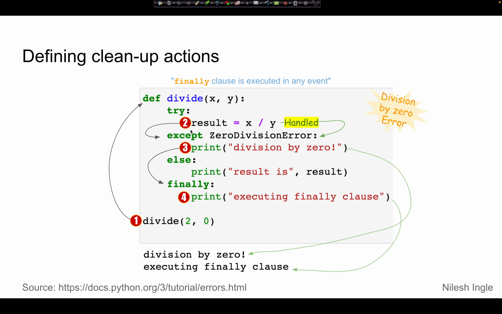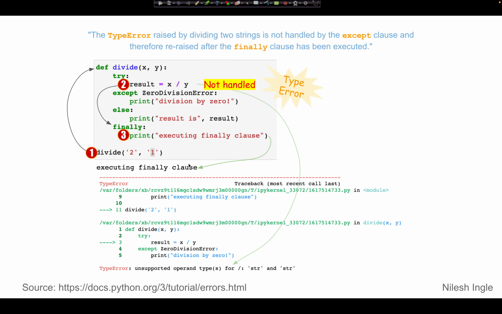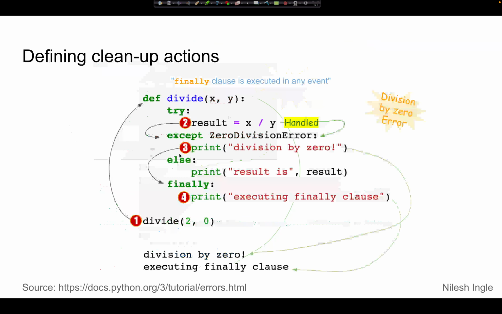So in any case, even though the else block gets skipped if an exception is raised, the finally block is always executed. That's the takeaway from this slide. Here we are skipping the else, but we are not skipping the finally.